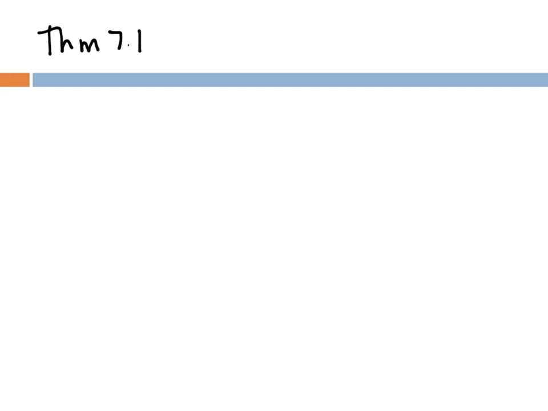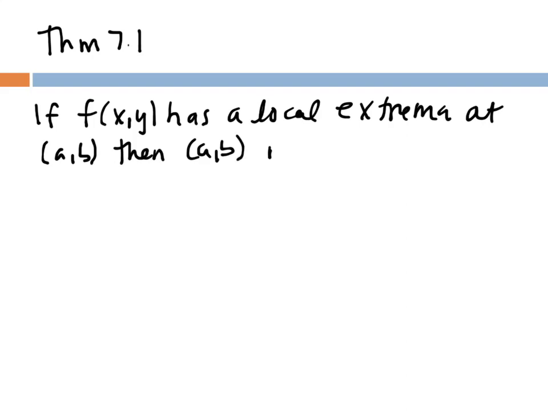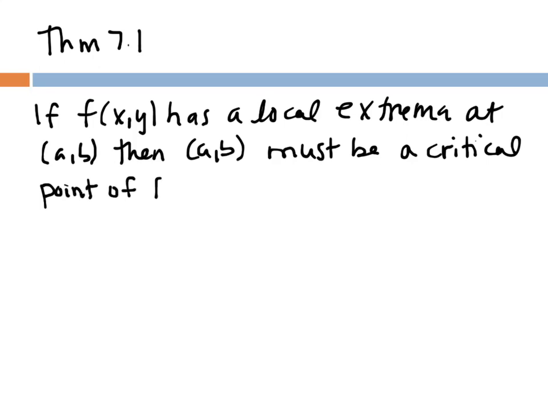Theorem 7.1 says the following: if f of x, y has a local extrema at (a, b), then (a, b) must be a critical point of f.